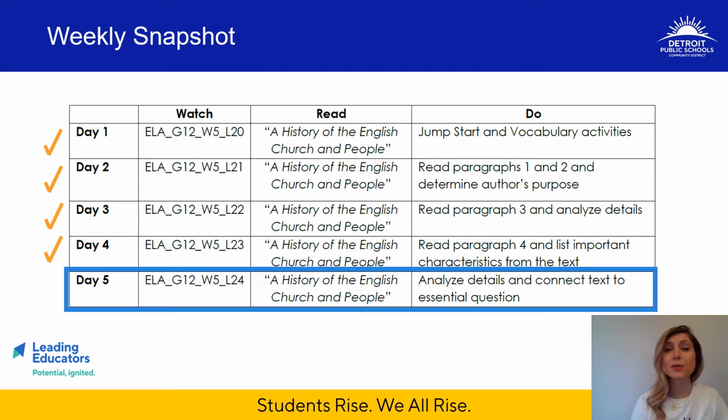In our last lesson, we finished closely reading this week's text, A History of the English Church and People, and we learned about some of the differences that Bede observed between Ireland and Britain. Today, we'll analyze the text by reading it and thinking about whether all the details Bede included in the text were true. We'll end by connecting the text to the essential question of the unit, which really excites me.